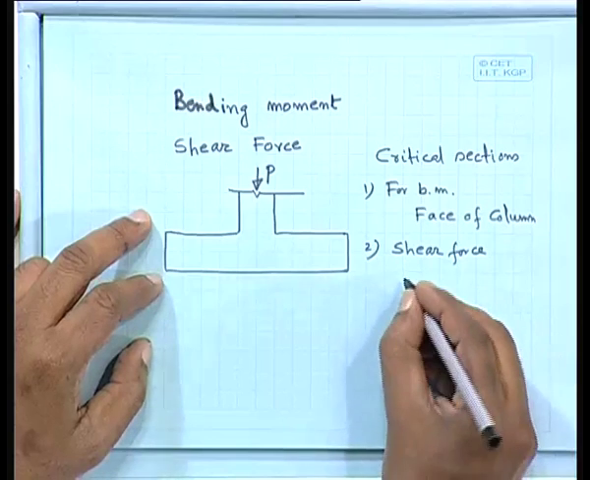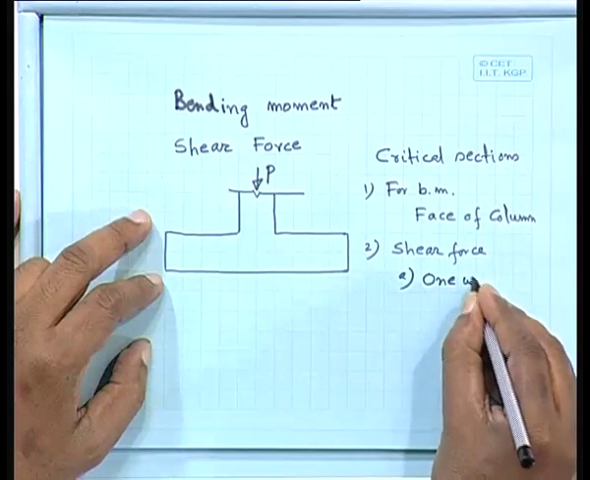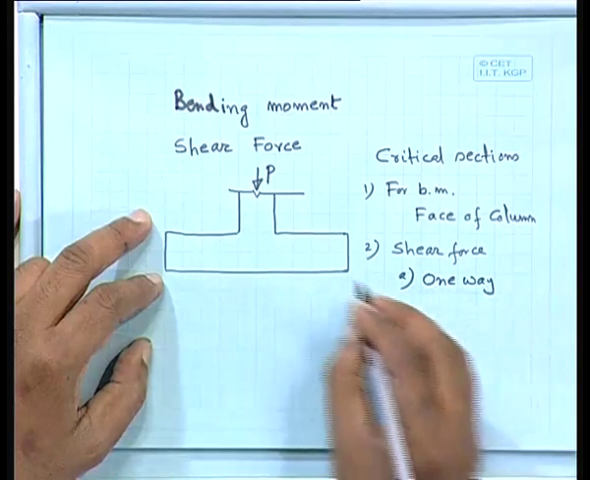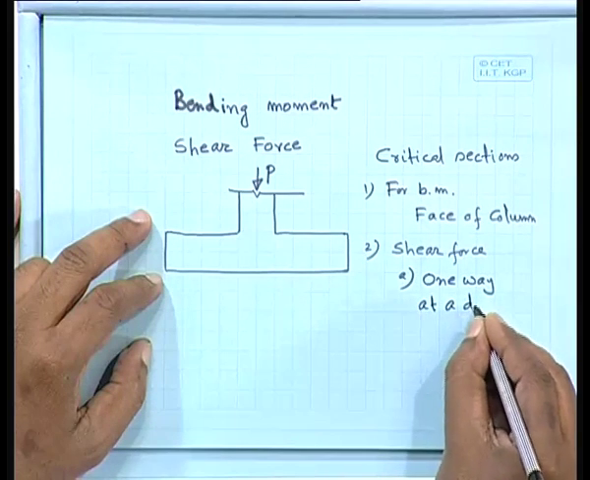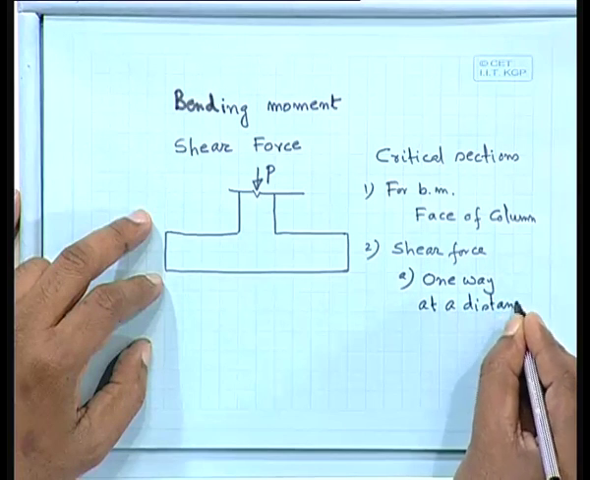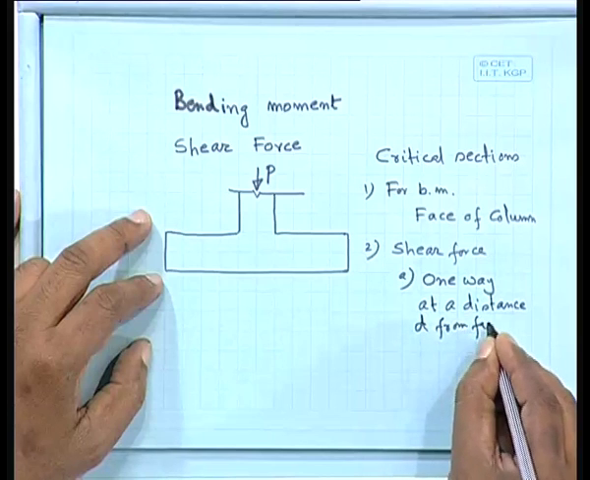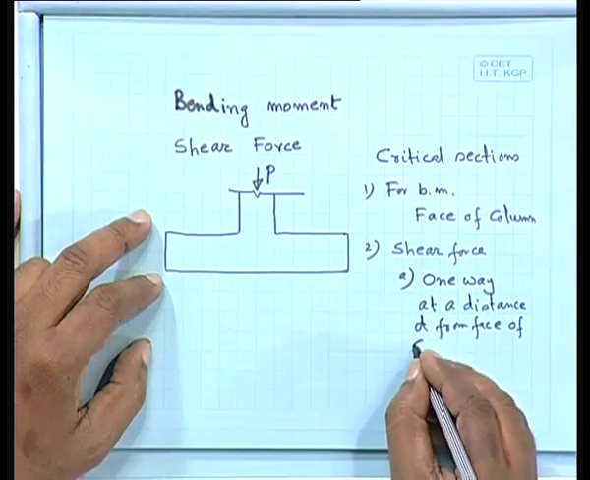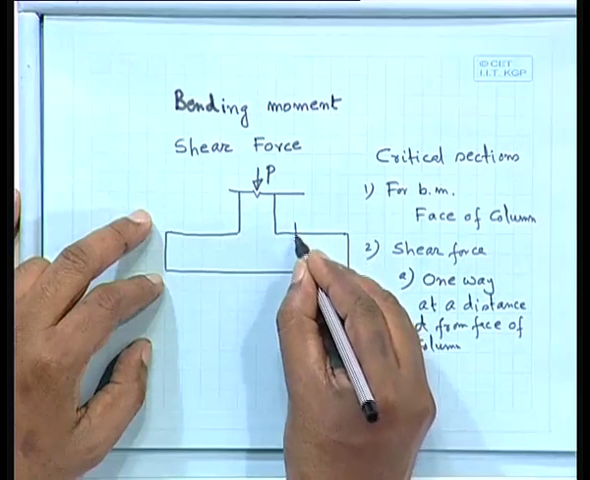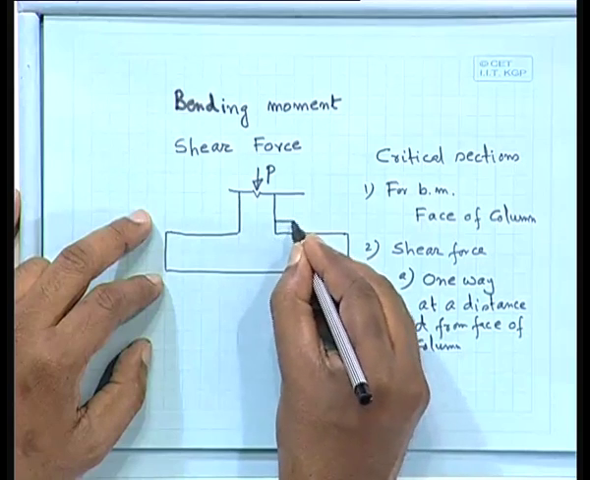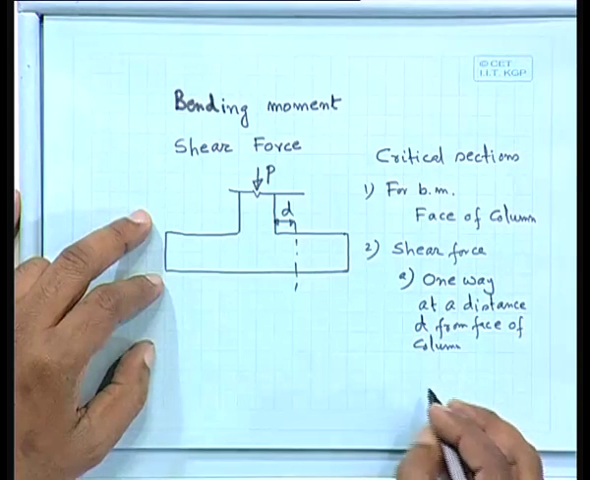For shear force, we have two cases. One is called one way. That one will be at a distance d from face of column. So, it will be a certain distance, say here d, where you have to calculate that shear force and check it.